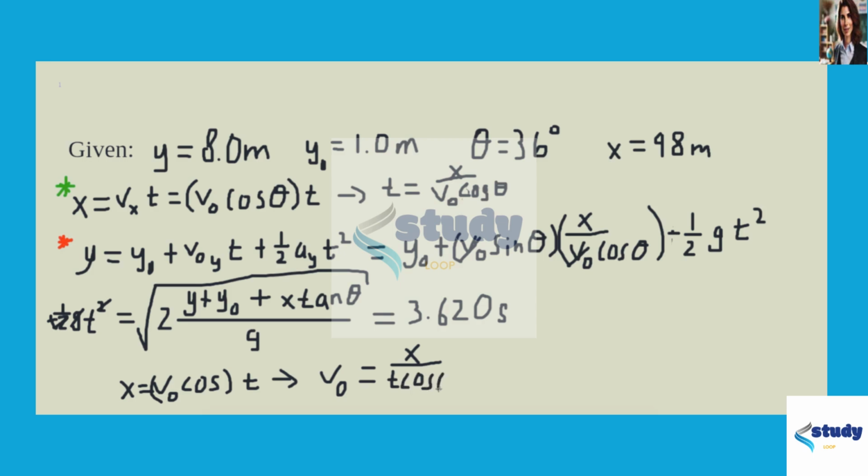Now we'll plug in 98 meters for x, 3.620 seconds for the time, and 36 for theta, and you'll find that this comes out to be 33 meters per second for the initial velocity of the ball off the bat.